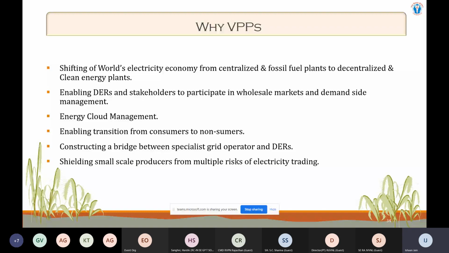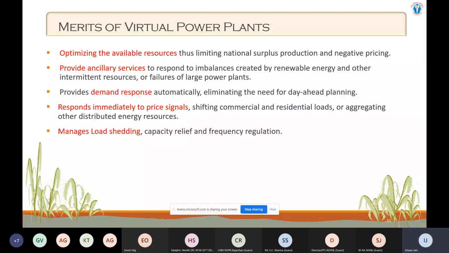Merits: optimizing the available resources, providing ancillary services, providing demand response, responding immediately to price signals, and managing load shedding. We have discussed all this in our earlier discussion itself. So basically, these are things that respond immediately to the price signals.